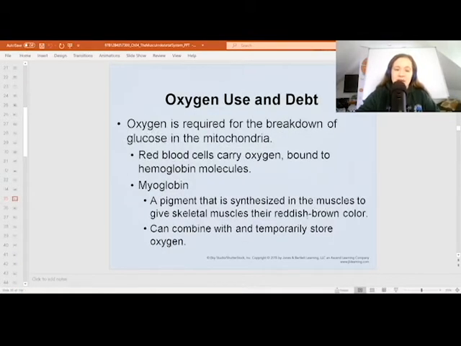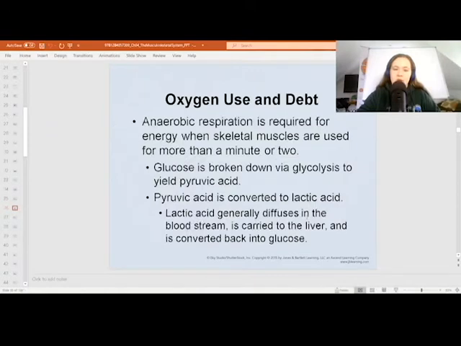Oxygen use and debt. Oxygen is required for the breakdown of glucose in mitochondria. Red blood cells carry oxygen bound to hemoglobin molecules. Myoglobin is a pigment synthesized in the muscles that gives skeletal muscles their reddish-brown color. It can combine with and temporarily store oxygen.